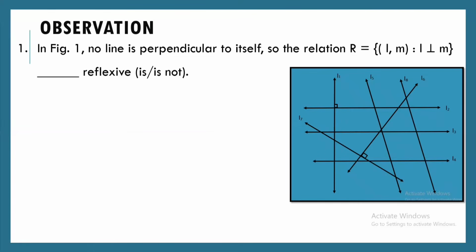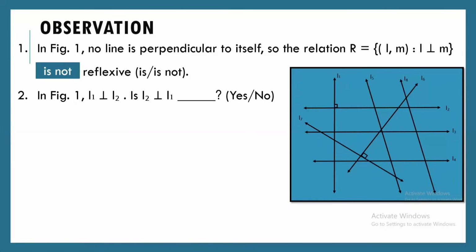No, it is not. So I can say that since in figure 1, no line is perpendicular to itself, the relation R for L, M such that L is perpendicular to M is not reflexive. Okay. Let's come to the second observation.